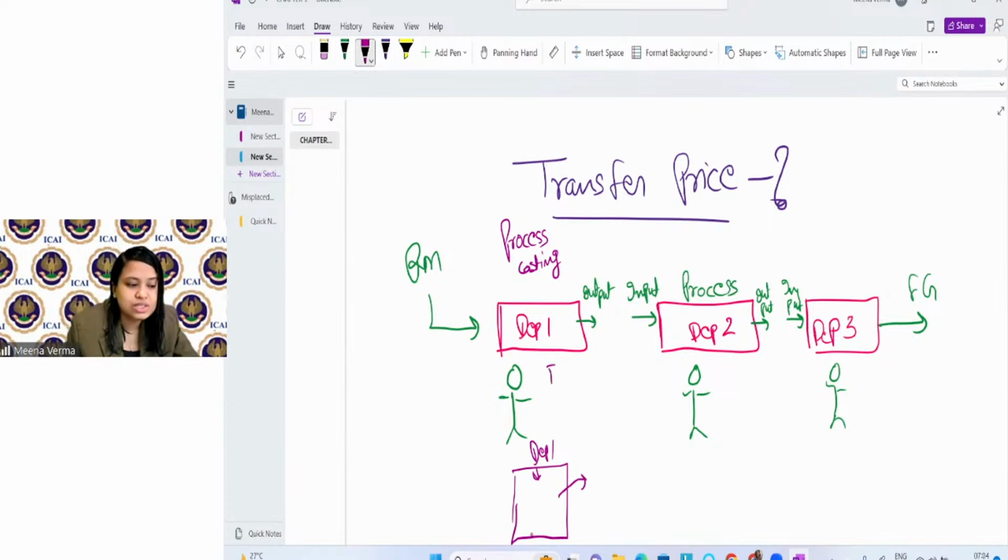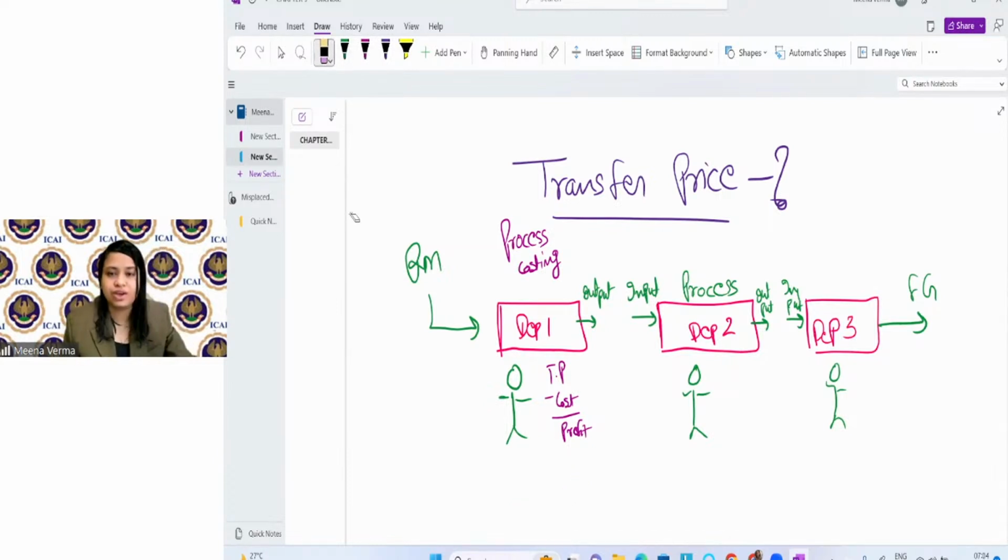So you consider the transfer price minus all the cost, and you will find the profit of this department. This is how you find it, and it all comes under process costing, where you are preparing the costing of department 1, how much cost is taking place. But here, you're trying to find out the profit for process 1.